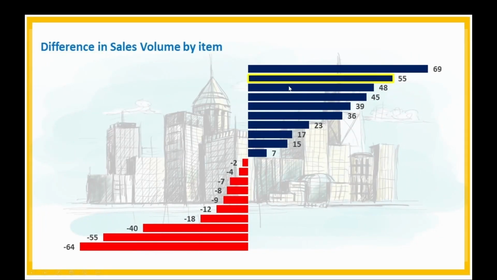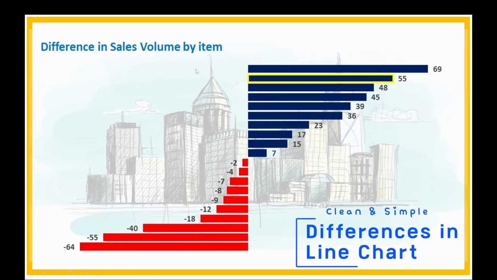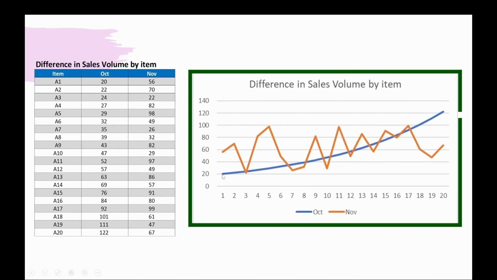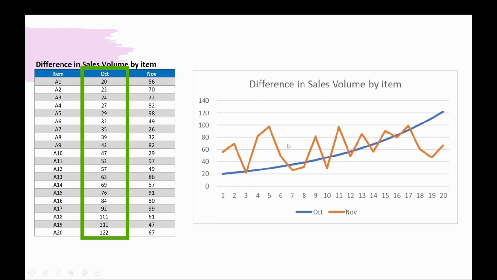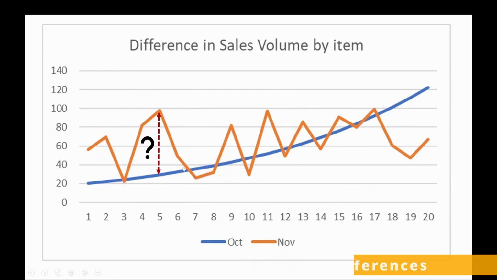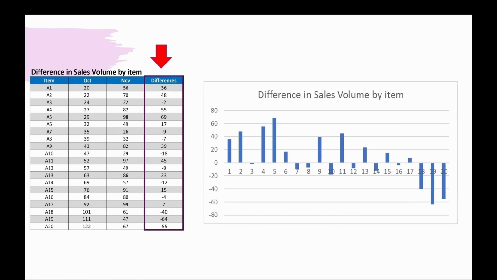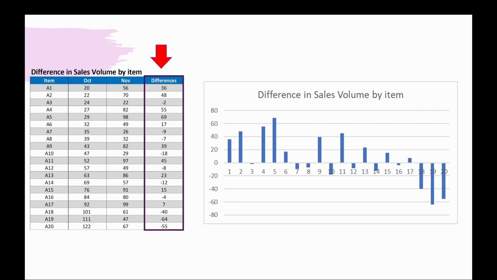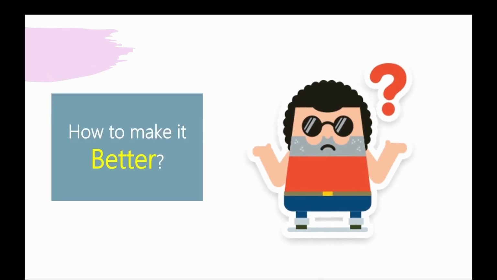And this time, our goal is creating a differences in sale volume chart. In order to create that chart, I created a line chart, with October and November lines from this table. However, what I really want is plotting the differences, visualizing them. Therefore, I created one more column, which is the November minus October value. After obtaining this value, I plot them into a chart. It's not bad. However, how can we make it better?